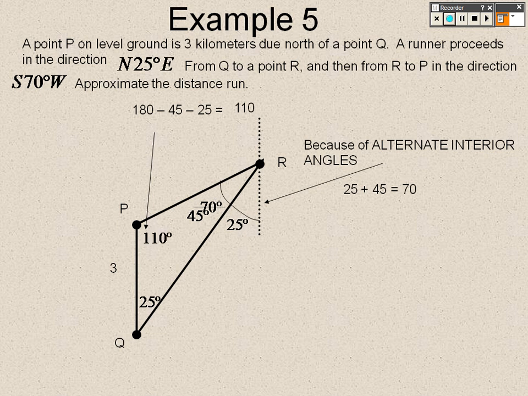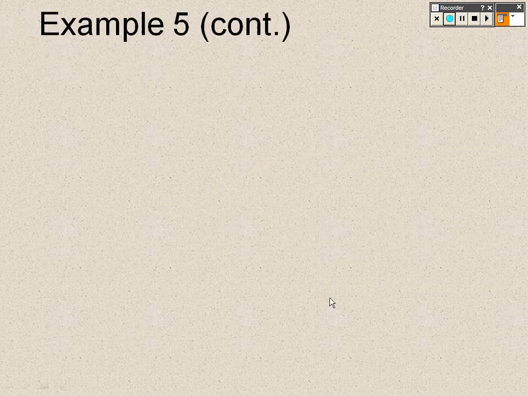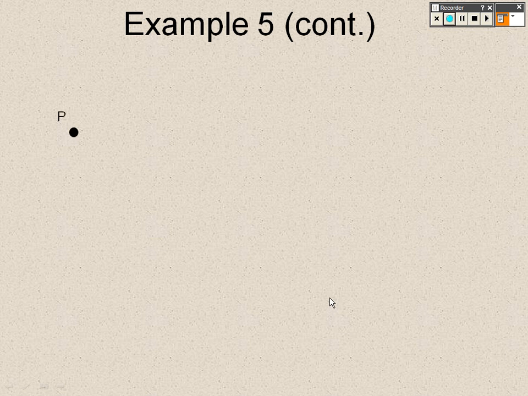So I need to find the distance run. So in order to do that, basically they want from Q to R, then add that to the distance from R to P is basically what we want. So here is our triangle that we have.